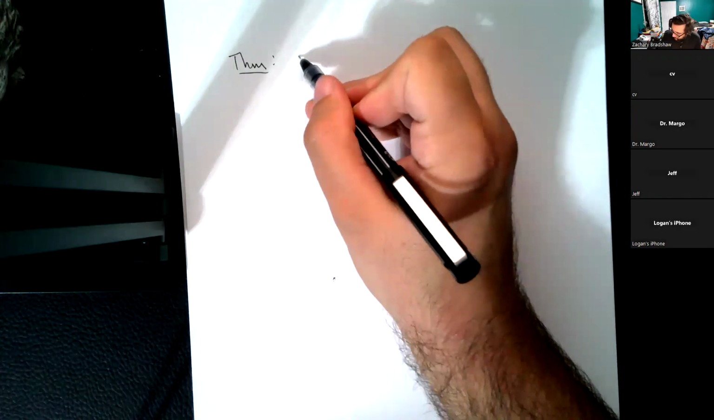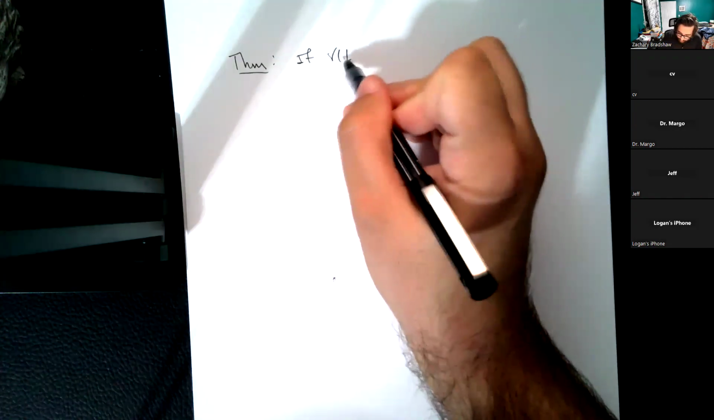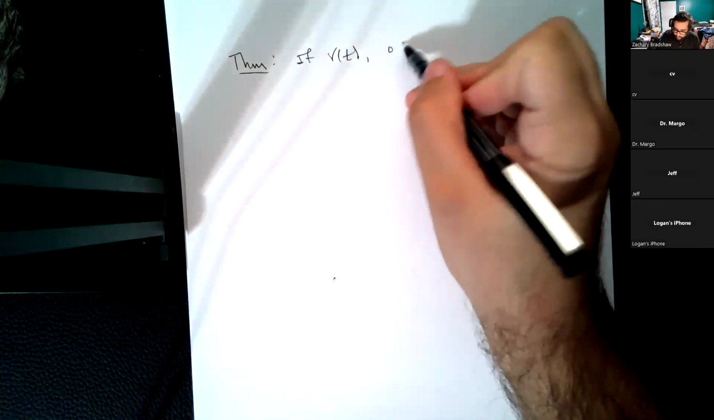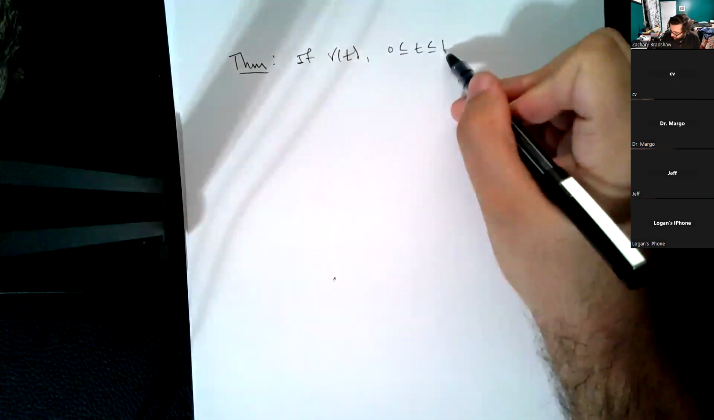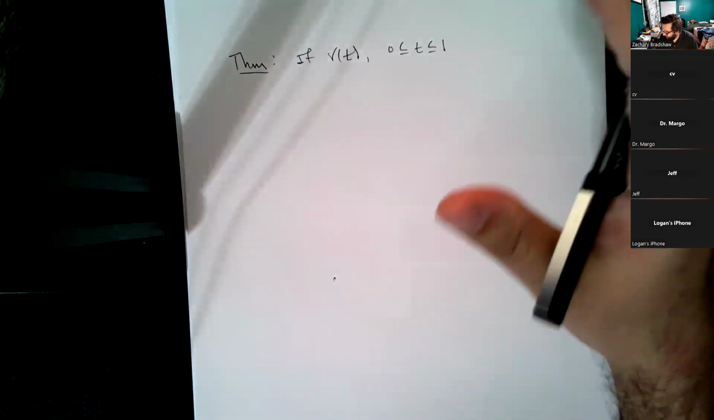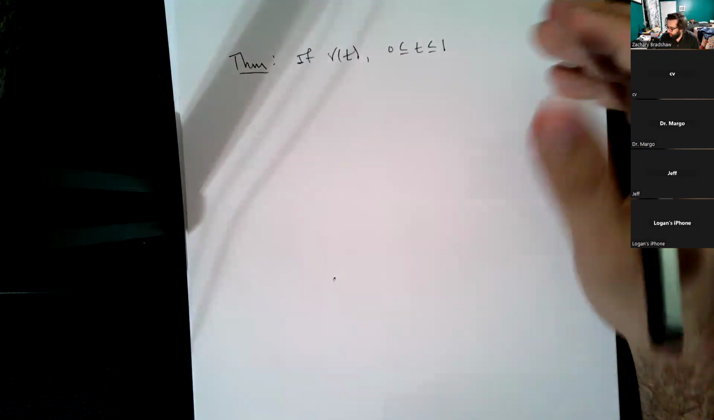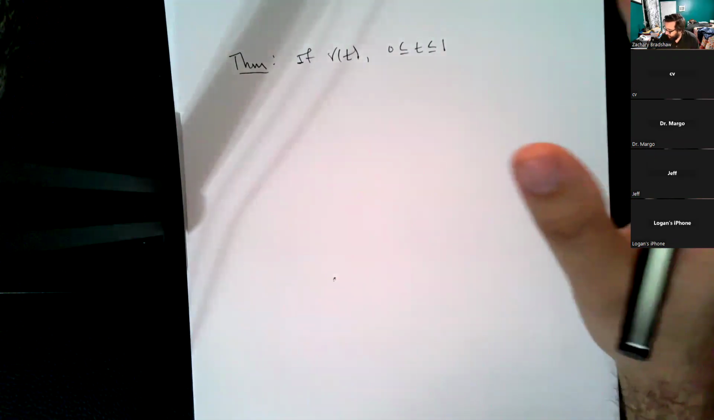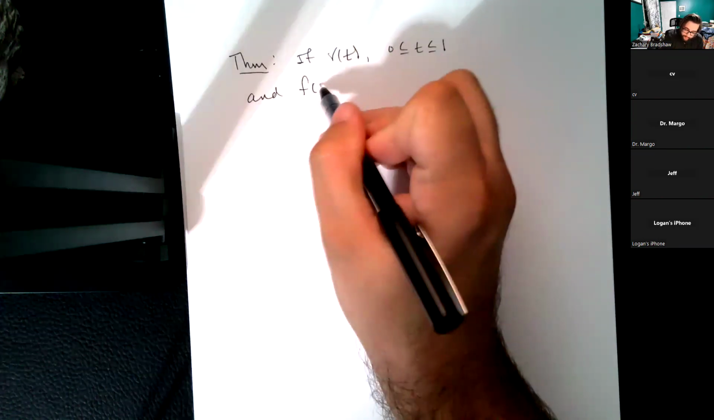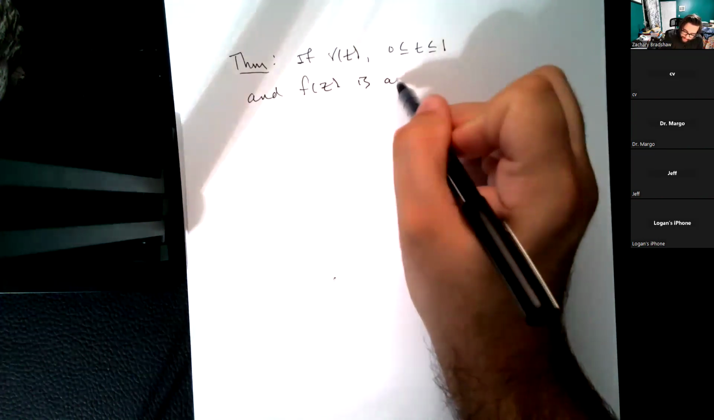So here's the theorem. If we have a curve gamma, so we'll again say it runs from 0 to 1. So it's a smooth parameterized curve, blah, blah, blah, terminating at z0 equals gamma of 0. And f of z is analytic.